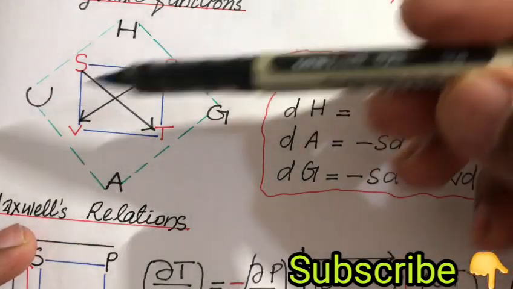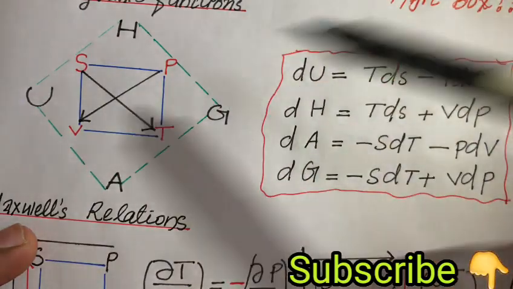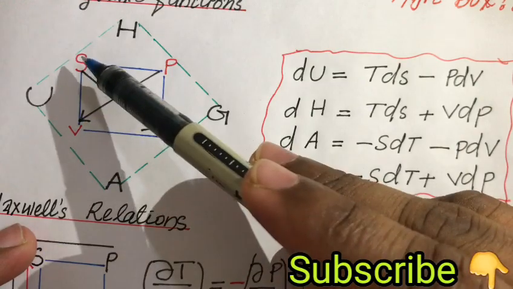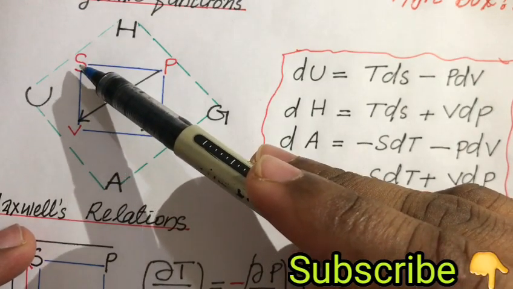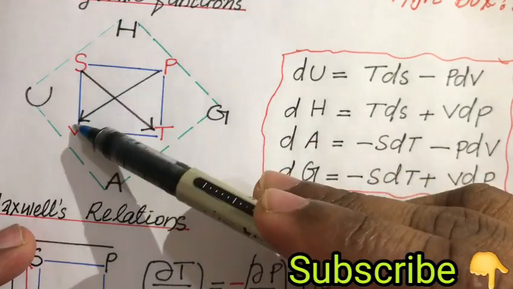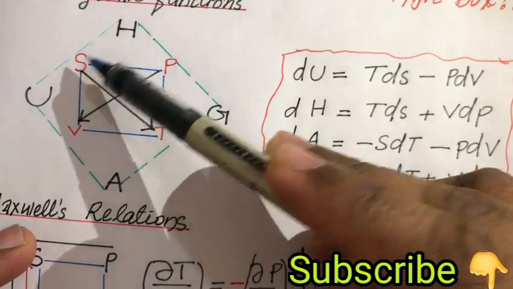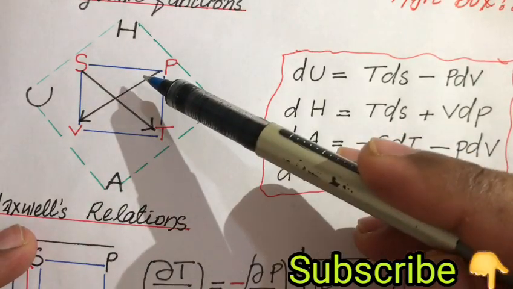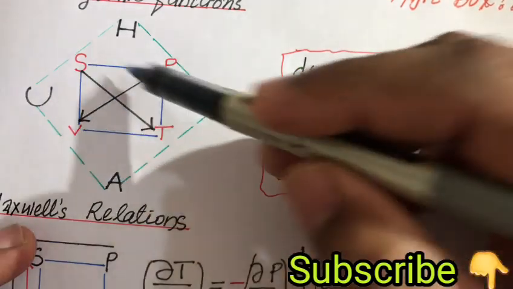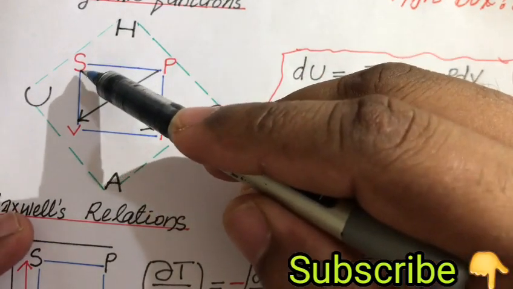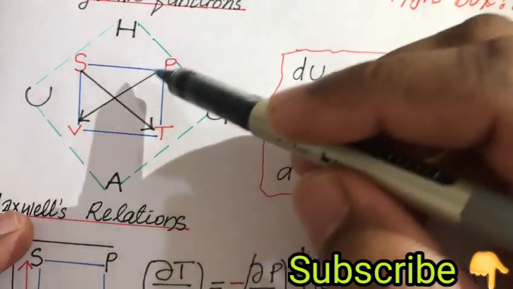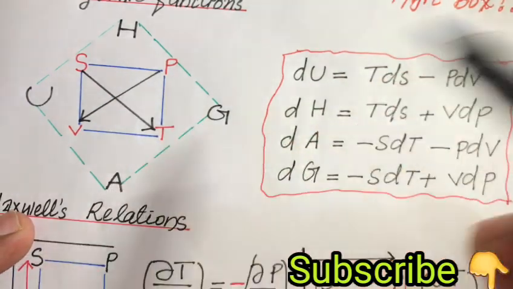I repeat: if you are deriving one of the thermodynamic functions, let's say dU, then S and V, the variables near to this function, are treated as differential, that is dS and dV, and the variables away from it, P and T, are treated as constants. Moreover, an arrow moving towards the constant is treated as positive, and away from the constant is treated as negative. Let's check.